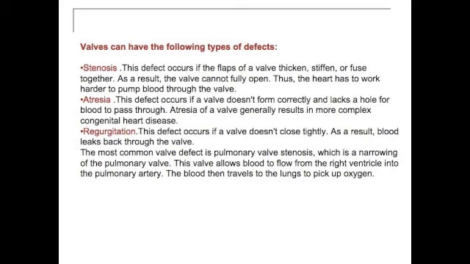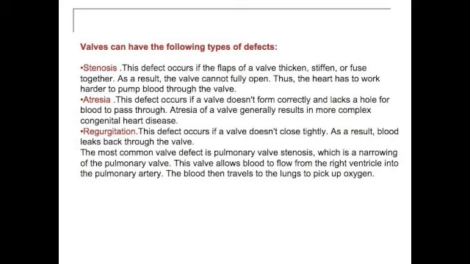Valves can have the following types of defects. Stenosis. This defect occurs if the flaps of a valve thicken, stiffen, or fuse together. As a result, the valve cannot fully open. Thus, the heart has to work harder to pump blood through the valve. Atresia. This defect occurs if a valve doesn't form correctly and lacks a hole for the blood to pass through. Atresia of a valve generally results in more complex congenital heart diseases.